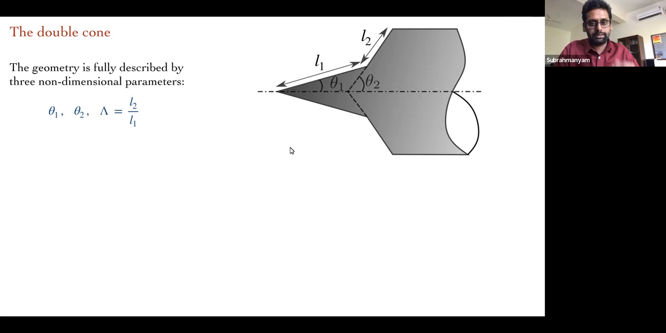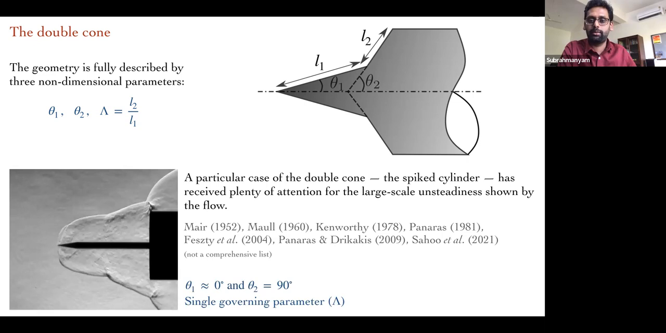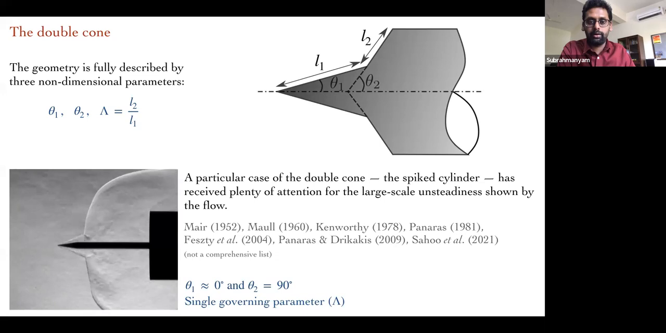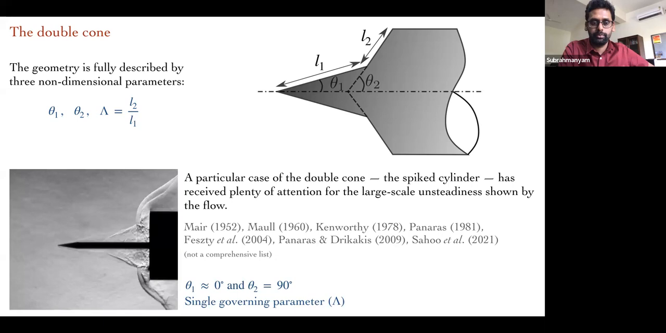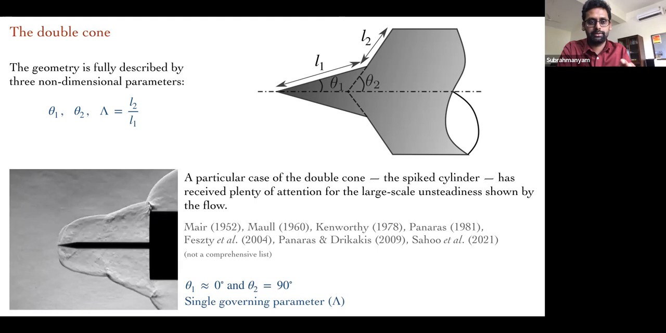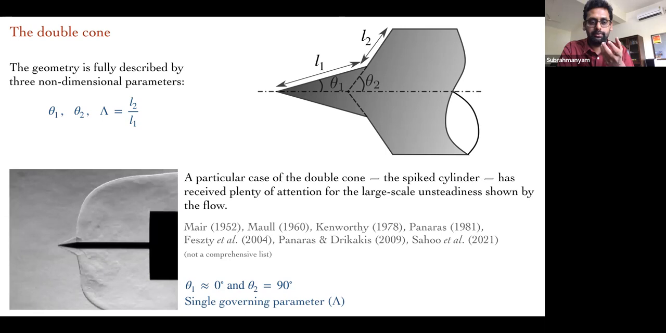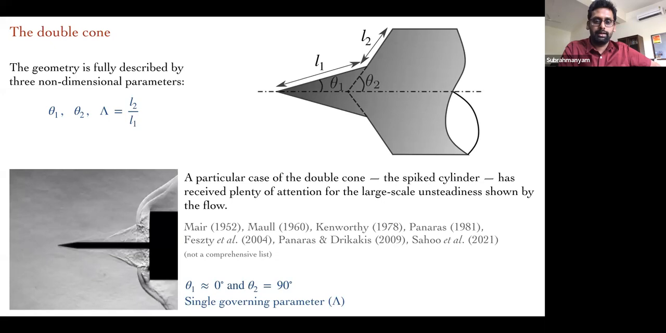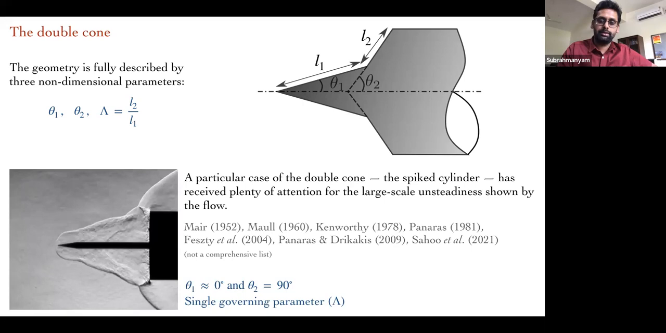All right. So like I said, this problem has been around for a while, and several researchers have looked at the double cone problem for a variety of reasons. Here I will not attempt to make a comprehensive review of the literature for this problem. Instead, I'll restrict myself to regimes of this three-dimensional parameter space, where the double cone flow exhibits very interesting large-scale unsteady flow dynamics. So even in this sort of subspace, a particular case of the double cone, which is commonly known as the spike cylinder, has received plenty of attention.